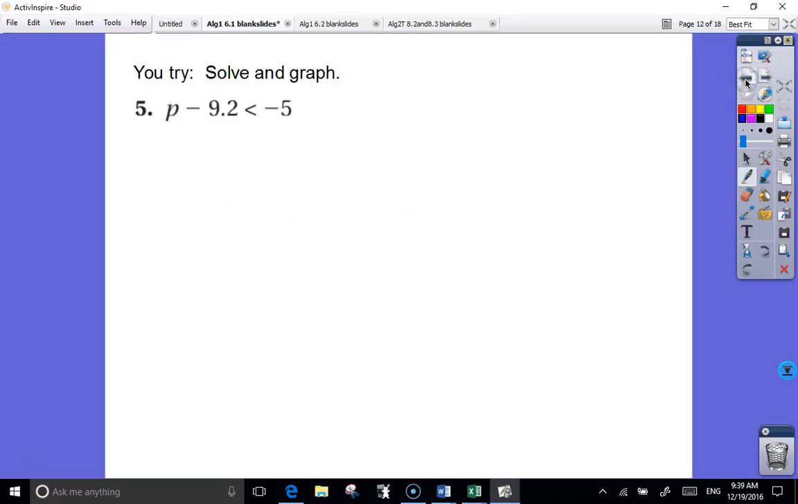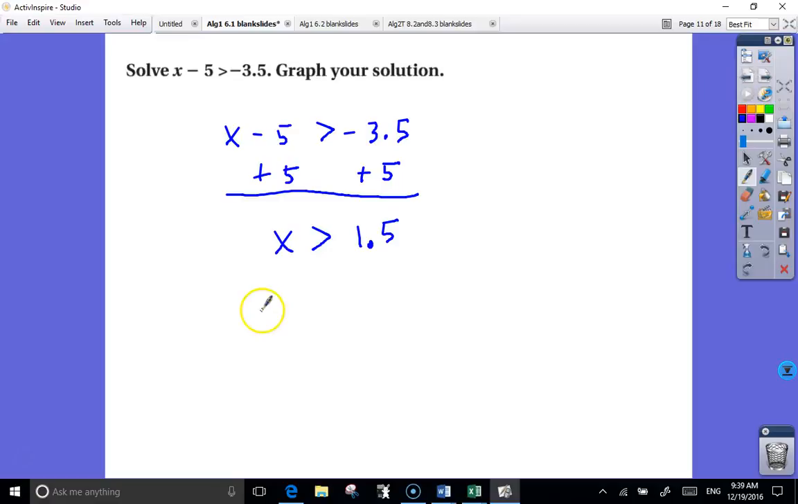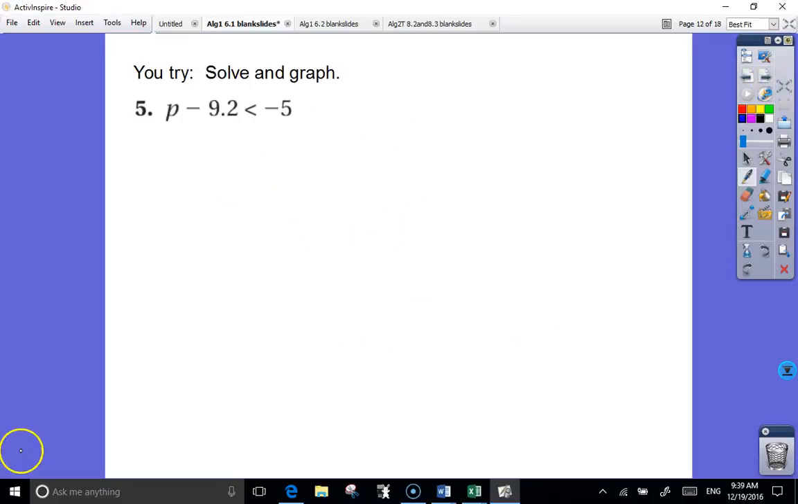Oops. There's your, you try. Try that one. So then I should have come over here. 1.5. It's open circle, shade to the right. Okay, now you do yours.